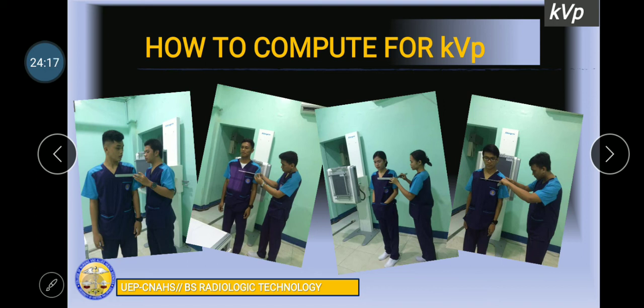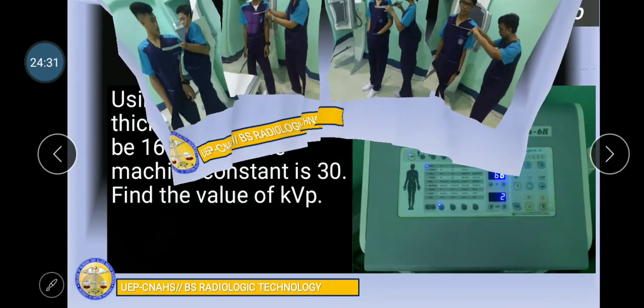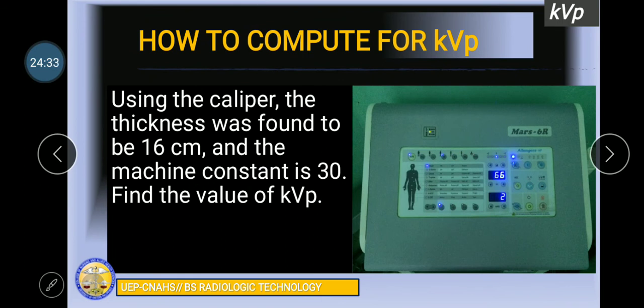So, measure nyo yung part of interest. For example, ito, pang chest x-ray. So, you are measuring the chest part of the body. So, ito yung gagawin natin. Using the caliper, for example, the thickness was found to be 16 centimeters and the machine constant is 30. So, find the value of kVp. Again, we said that to find kVp, thickness times 2 plus the machine constant. T times 2 plus K.